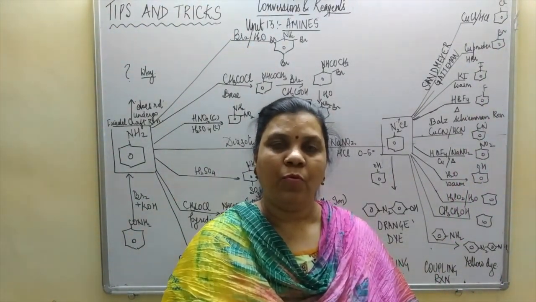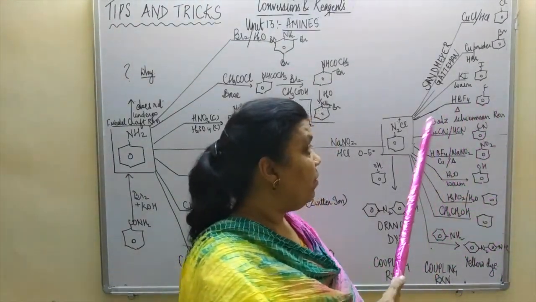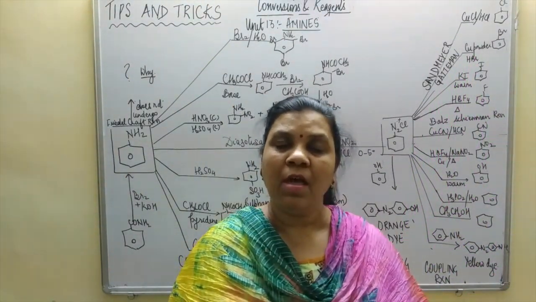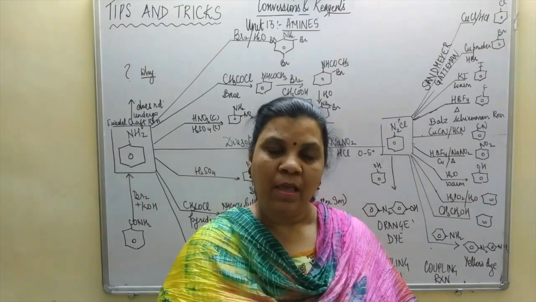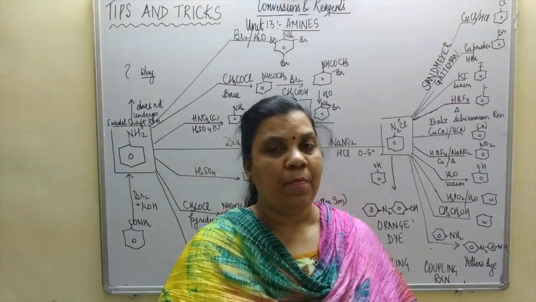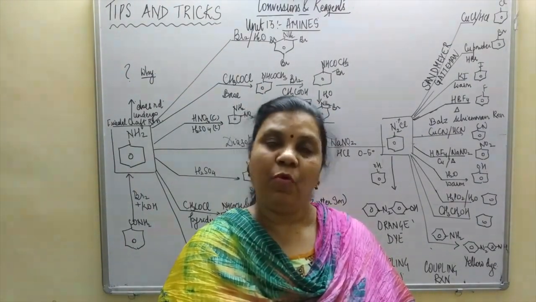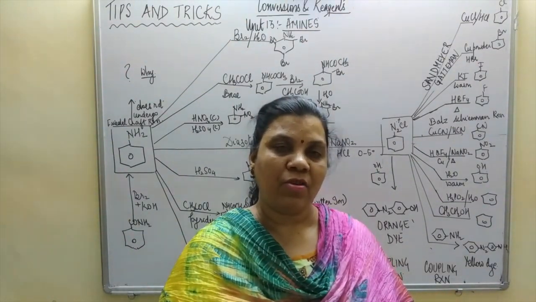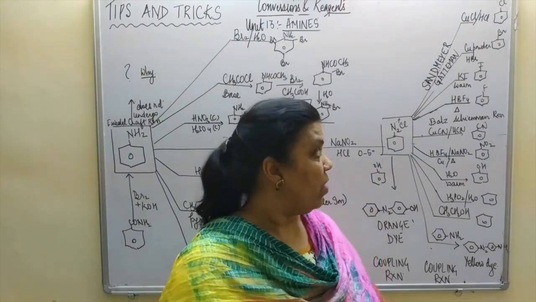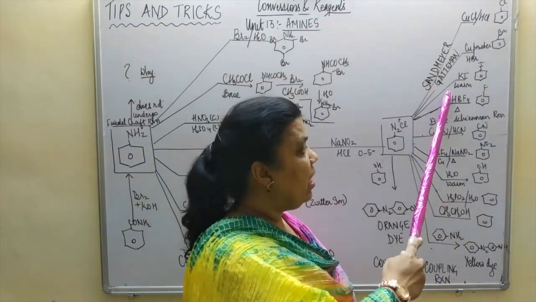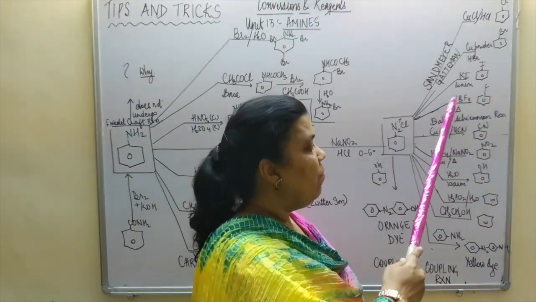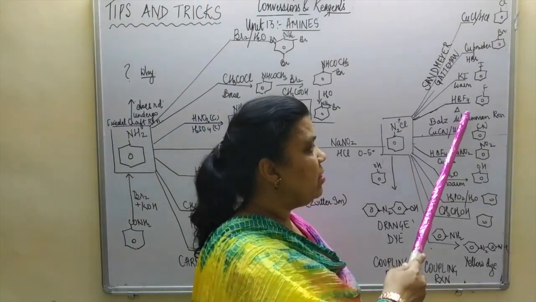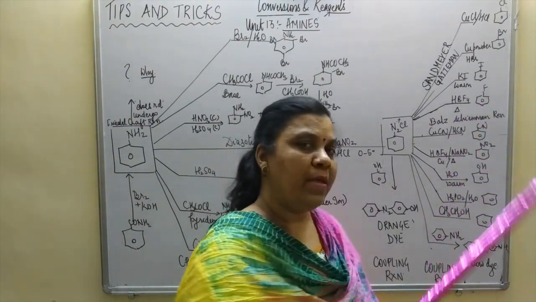chlorobenzene or bromobenzene respectively. But if you treat it with copper powder in the presence of HCl, you will get chlorobenzene. In the presence of HBr, you will get bromobenzene. And this reaction is again an important reaction known as Gattermann reaction. When you warm it with KI, you get iodobenzene. When you treat it with fluoroboric acid followed by heat, you get fluorobenzene.